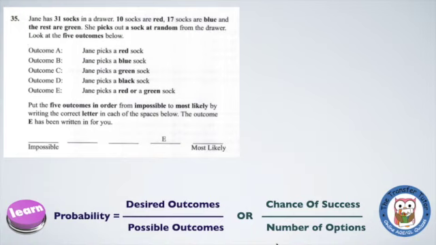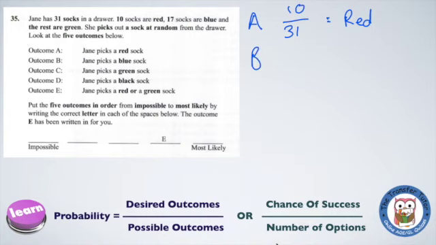We're going to work out the probability for each of the scenarios. So we've got outcome A. Jane picks a red sock. Now we can see that there are 10 red socks, so it's going to be 10 all over the potential of 31 socks in the drawer. So that's the number of options. There's a potential of 31 socks being chosen, and the potential of getting a red is 10.